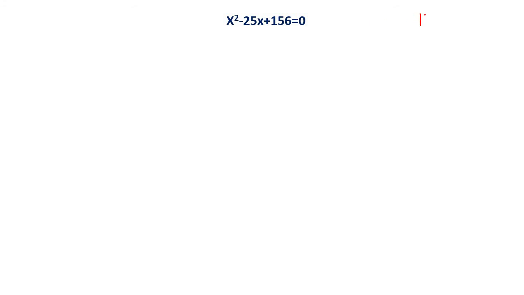Now we have to find the factors of 156 by the factorization method. By splitting the middle term, we have to split this middle term into two factors. Therefore, the factors are minus 13 and minus 12. So minus 13 and minus 12 are the factors of 156. If you multiply, minus into minus is plus, 12 times 13 is 156.